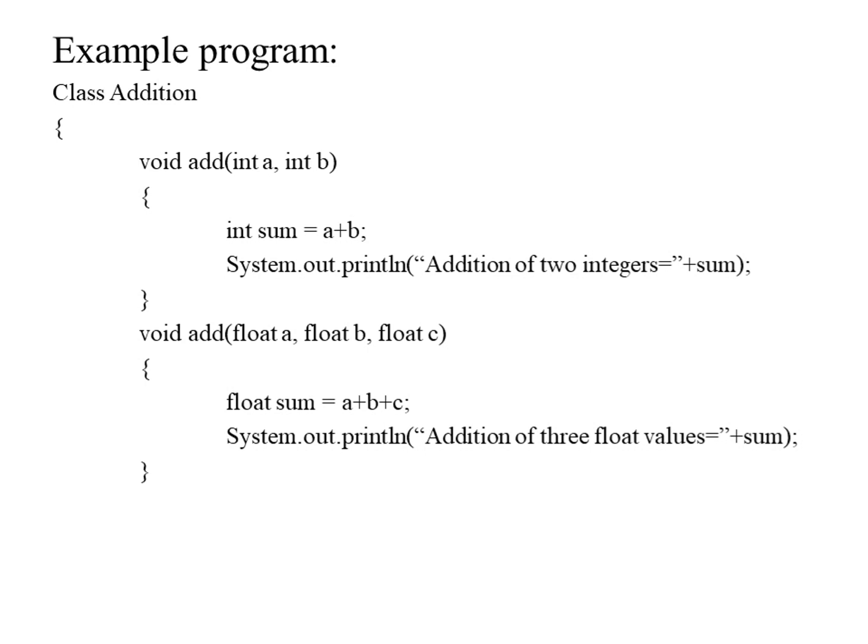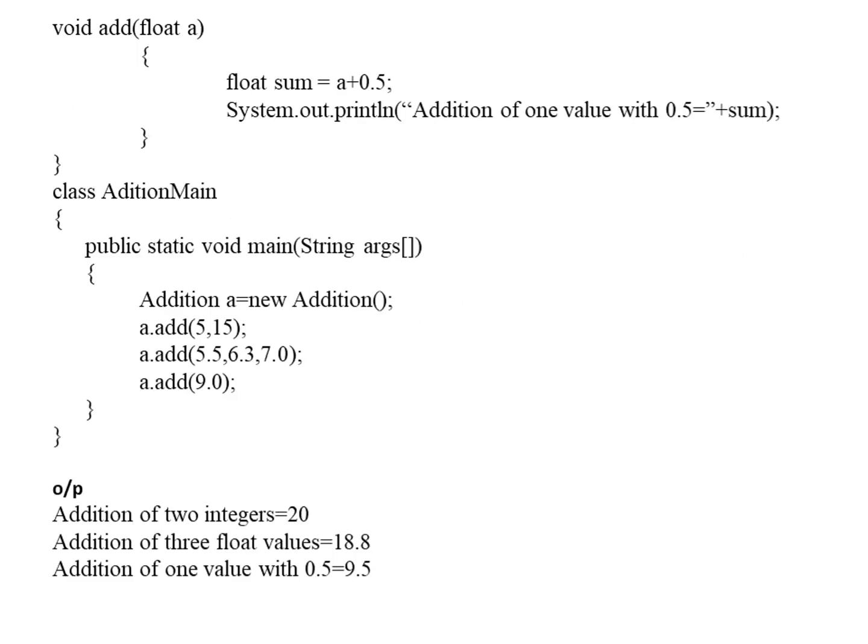See, in the first method it is going to add two integer numbers a and b. In the second method it is going to add three float numbers a, b and c. In the third method, it is going to add 0.5 to the value of a.